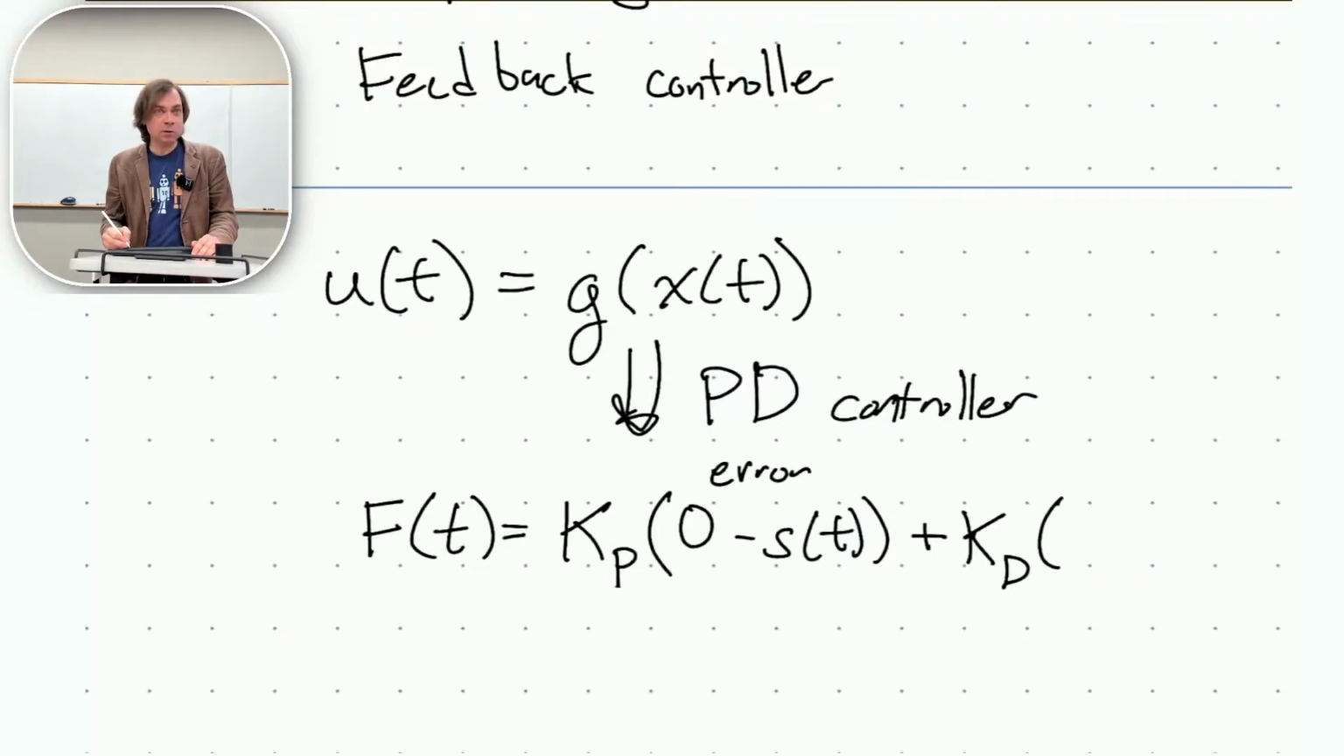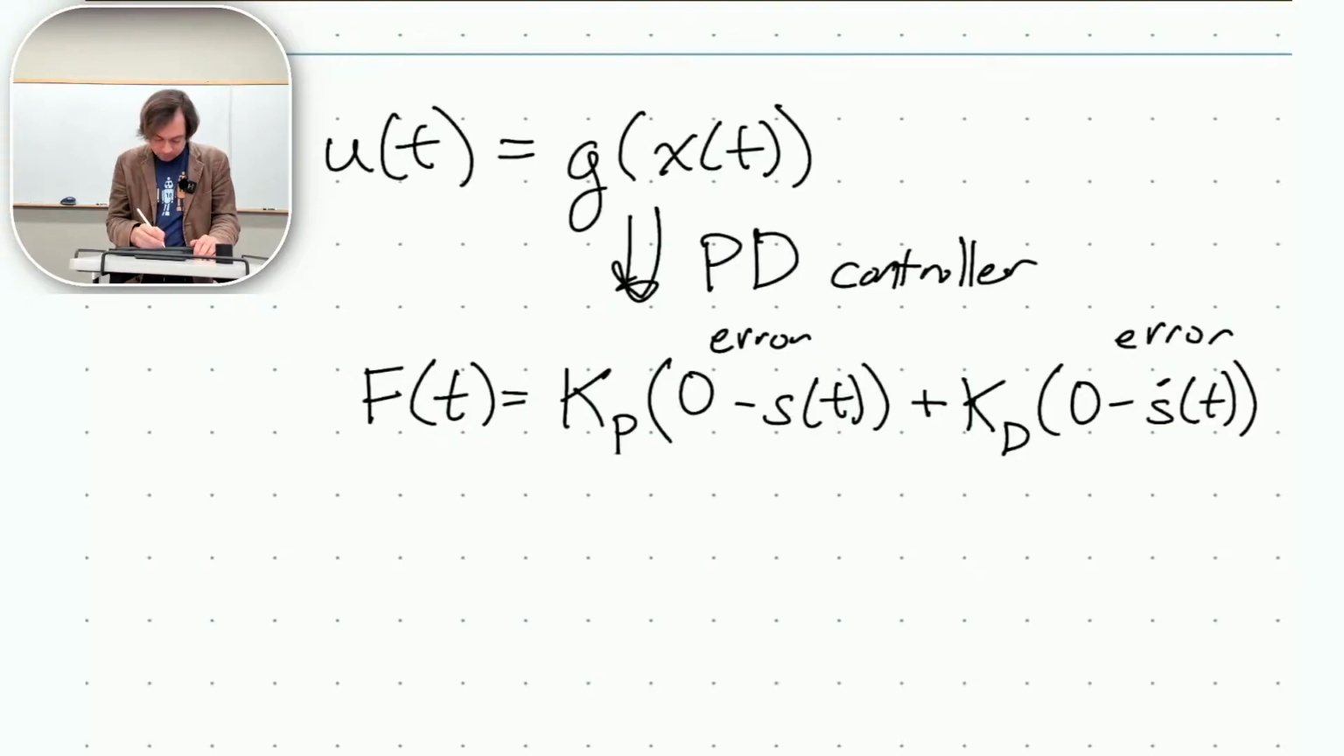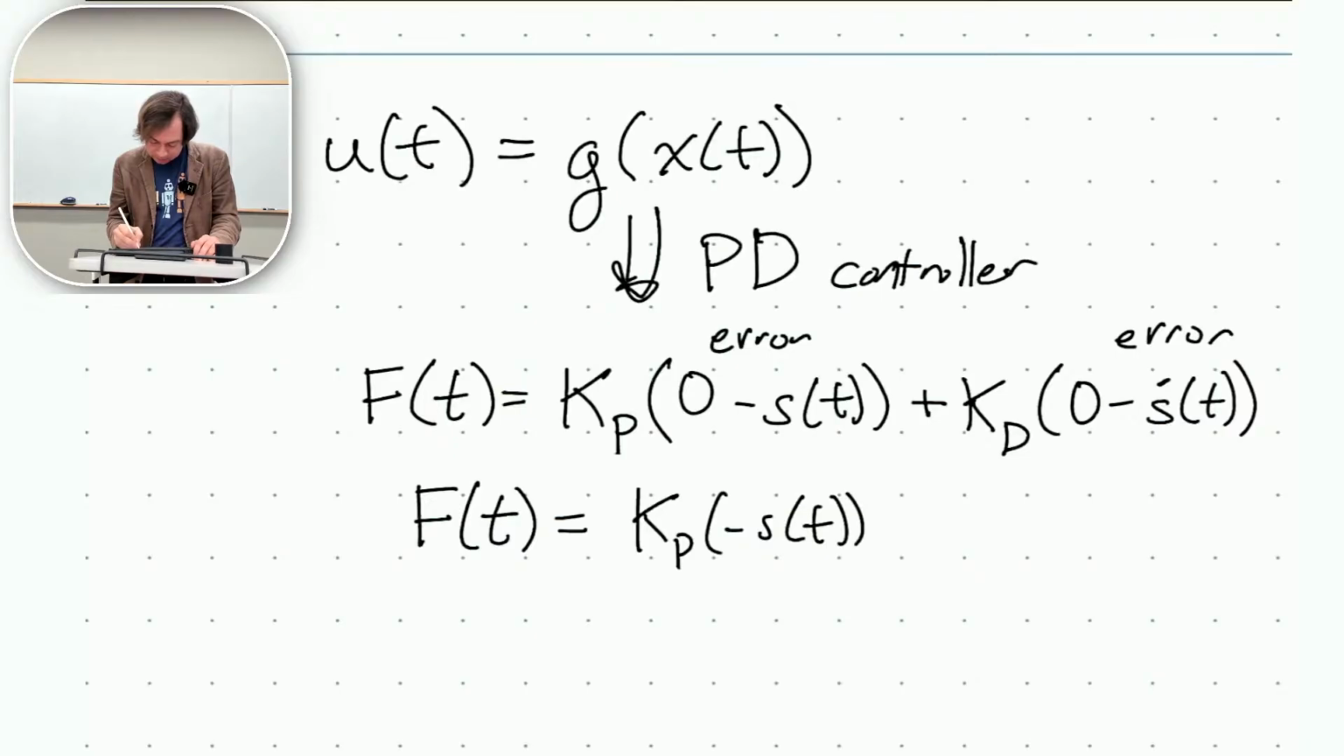Where do we want to be in terms of our velocity? We want it to be 0. So our error is going to be 0 minus where we're at. Our current velocity is s dot of t. Okay? So I can rewrite this as f of t is equal to kp times minus s of t plus kd times minus s dot of t.